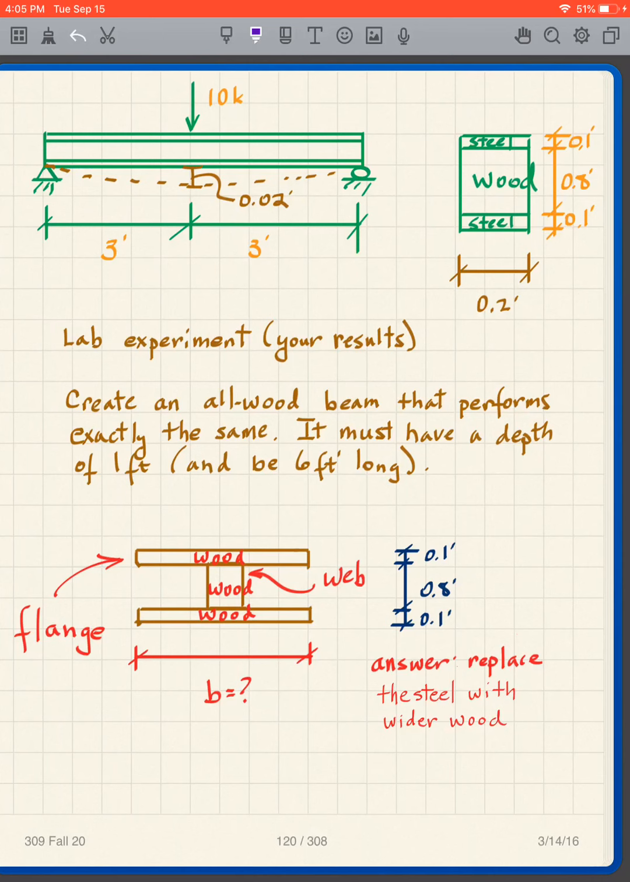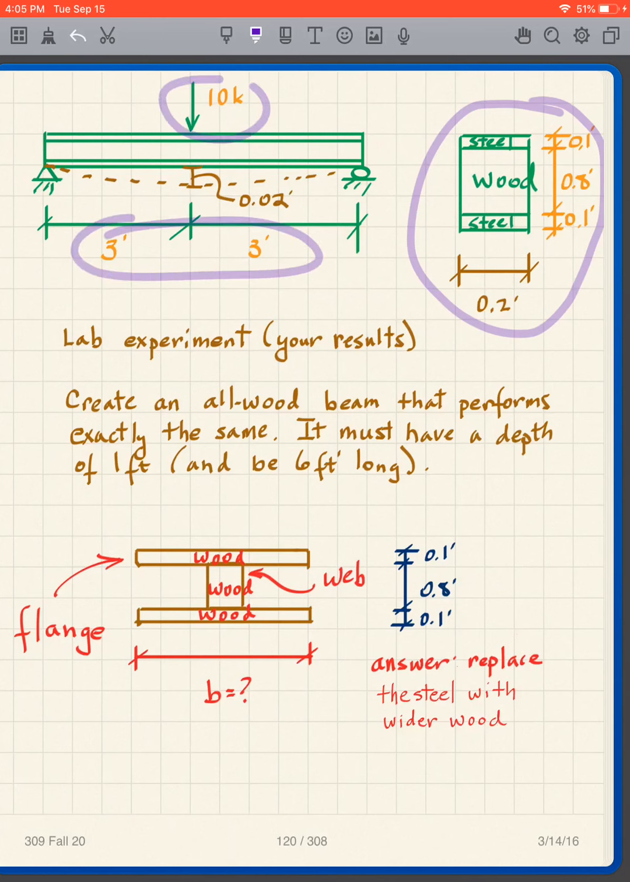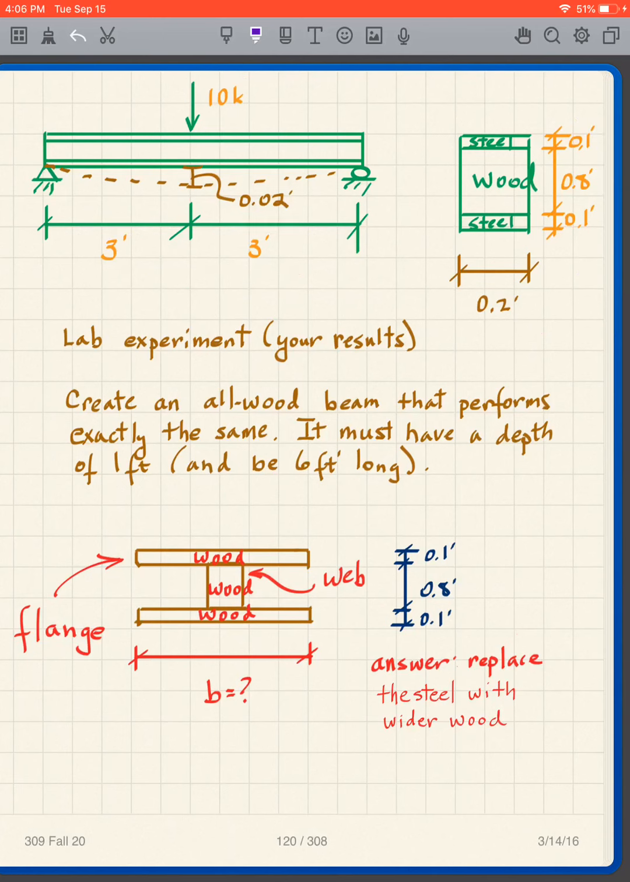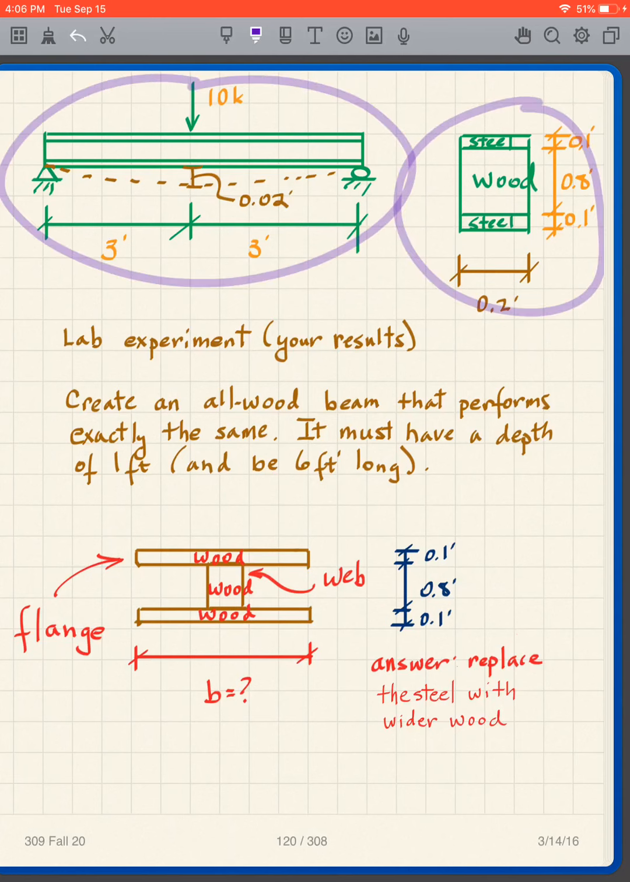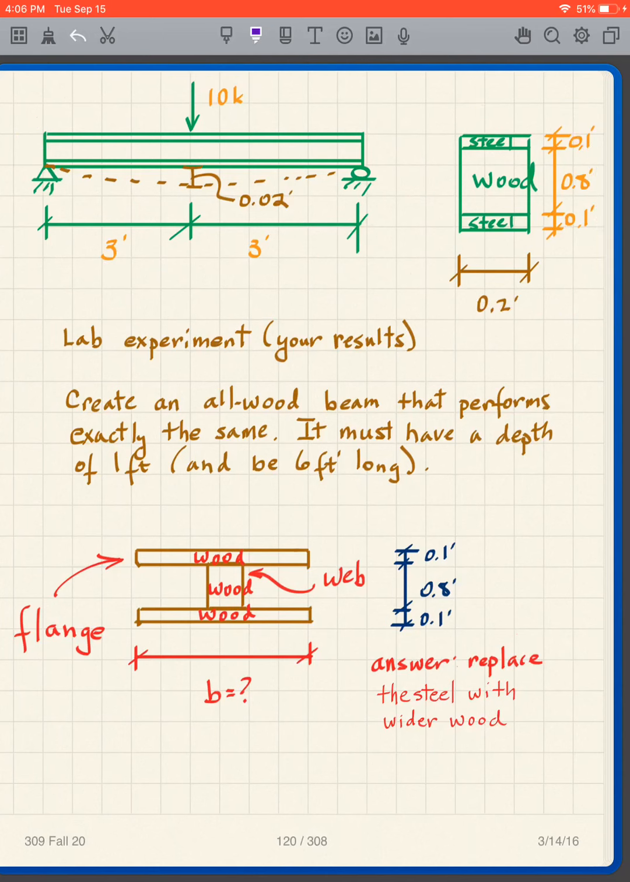So I'm going to propose a little lab experiment for you to think about how we would do this. Now suppose I gave you exactly this beam and gave it to you to go into the lab with it. So these are the dimensions, and this is the size, and I'm going to tell you to put a 10 kip load on it. And let's say you build exactly this. You put the 10 kip load on it, and it deforms 0.02 feet in the middle. Say that as an example.